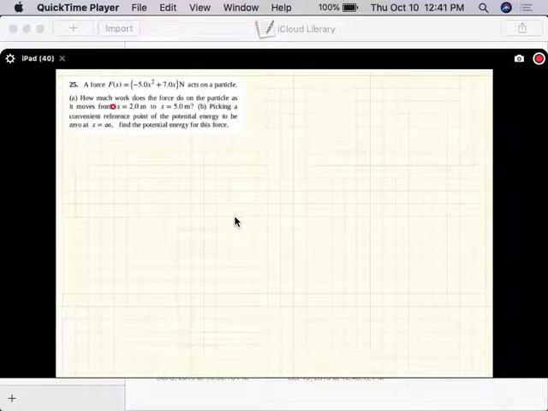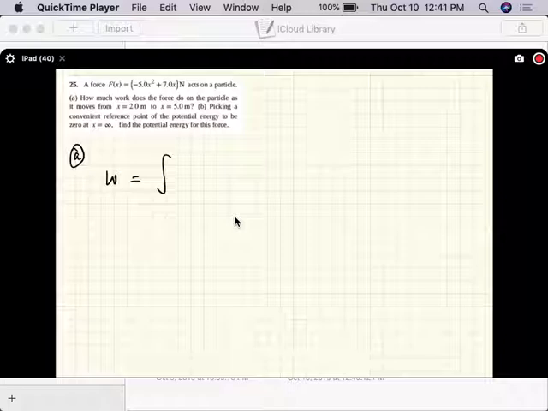All right, guys, so this problem says a force Fx equal to minus 5x squared plus 7x acts on a particle. How much work does the force do on the particle as it moves from x equal to 2 meters to x equal to 5 meters? All right, so you saw that the work done by a variable force is this integral. Okay, and it's from the x initial to x final point. Okay, so let's do that integral.